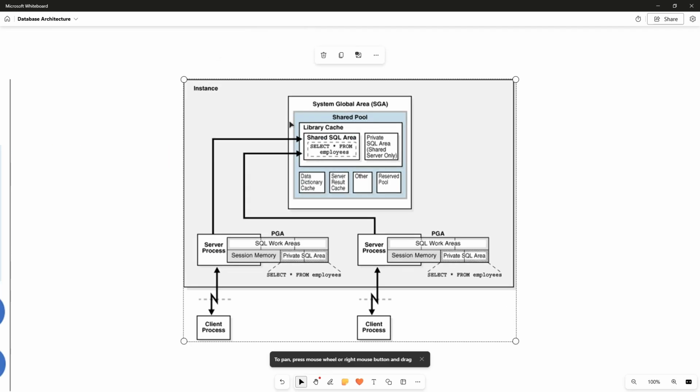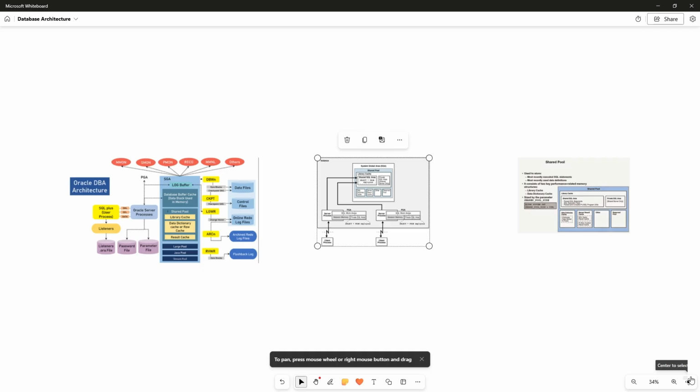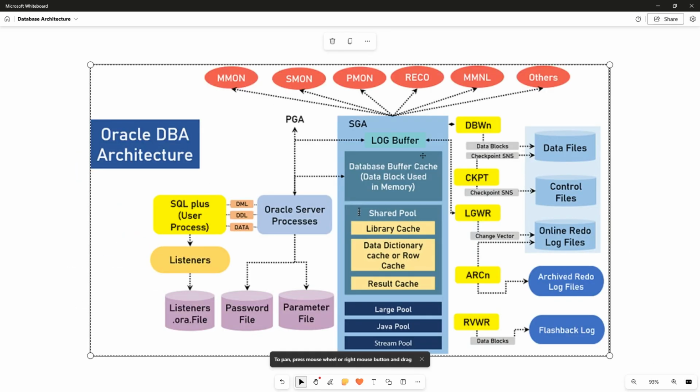Okay. So SGA, shared global area, will have multiple components. First one is a shared pool. The second one is a data dictionary, not data dictionary. Wait a minute. This is only shared pool related. Okay. So first one is a shared pool. Second one is a data buffer cache. The third one is large pool. Fourth one is Java pool, and fifth one is streams pool. So let's go one by one.